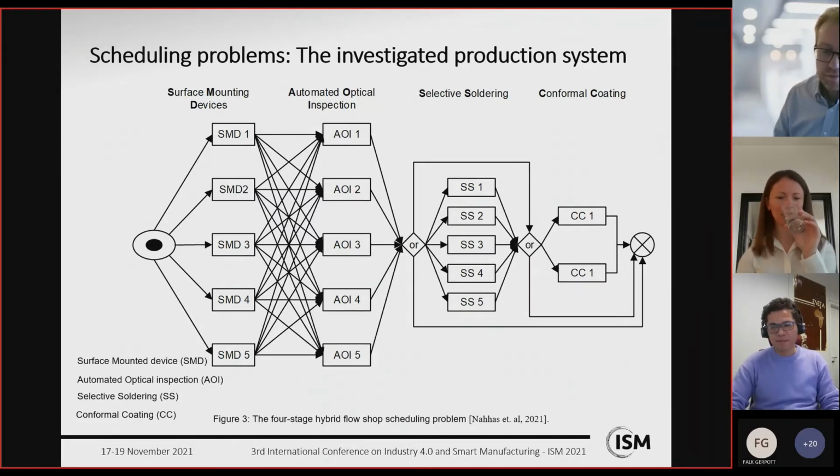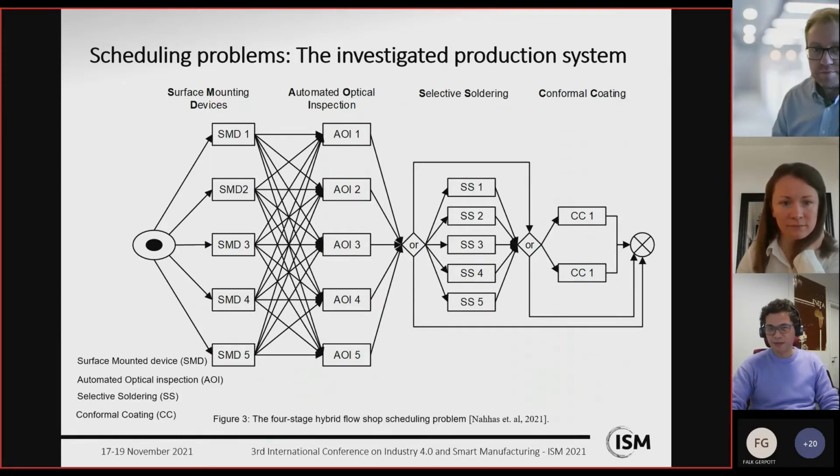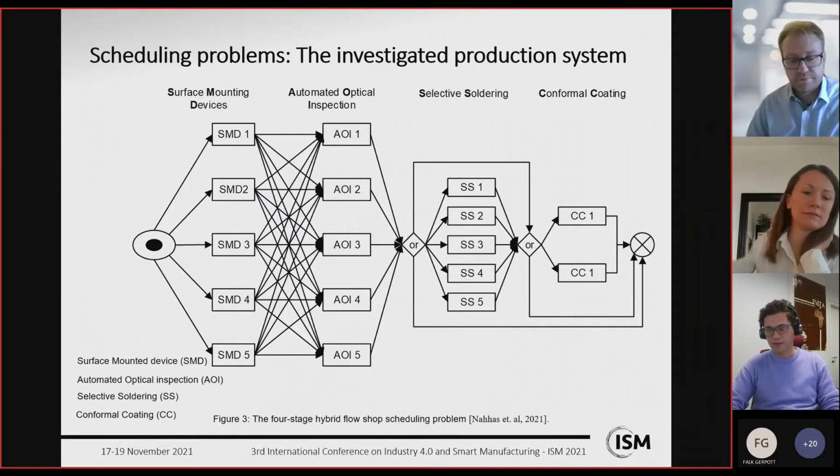The problem investigated involved four production processes or production stages. On every stage exist multiple machines that are parallel. They are not identical. They are of different speeds. However, they all can process all jobs of the same nature.